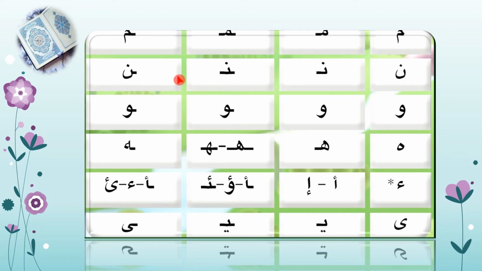In waw, we have waw in the beginning, and we have waw in the middle, and we have a small line before it to connect with the previous letter. And then we have waw at the end of the word to connect with the previous letter.